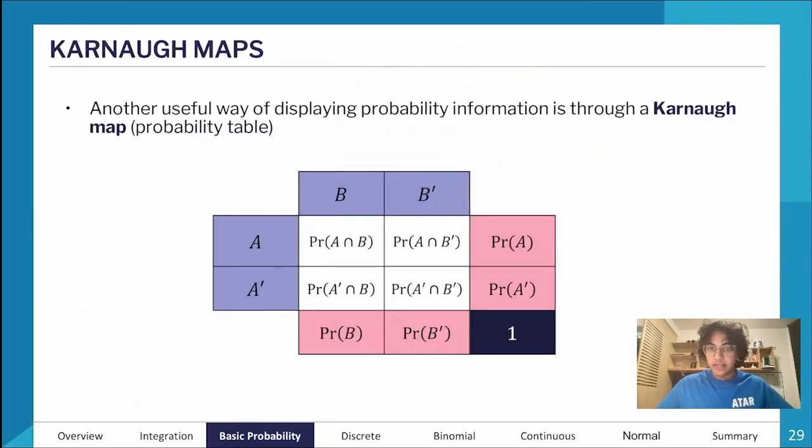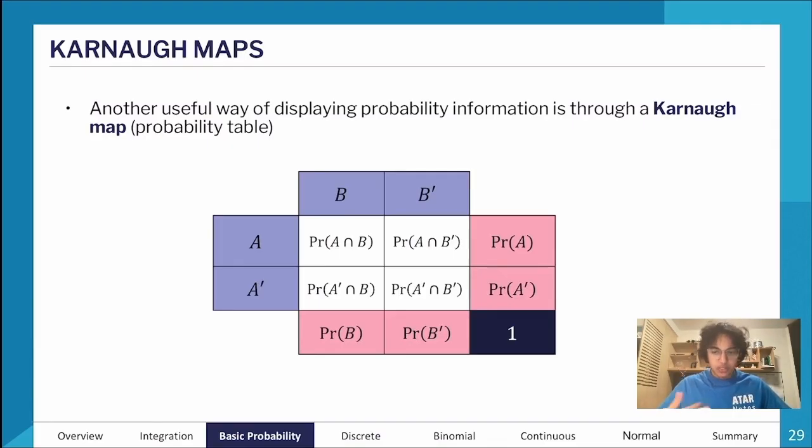Another way we can display things, apart from a Venn diagram, is known as a Carnot map. Carnot maps aren't explicitly on the study design, I want to make that clear, but I think they're a really good way of representing these questions, and they definitely helped me during my exam. There was the need to do a Carnot map, and a lot of my friends didn't love that question. I didn't like that question either, but a Carnot map helped me get through it.